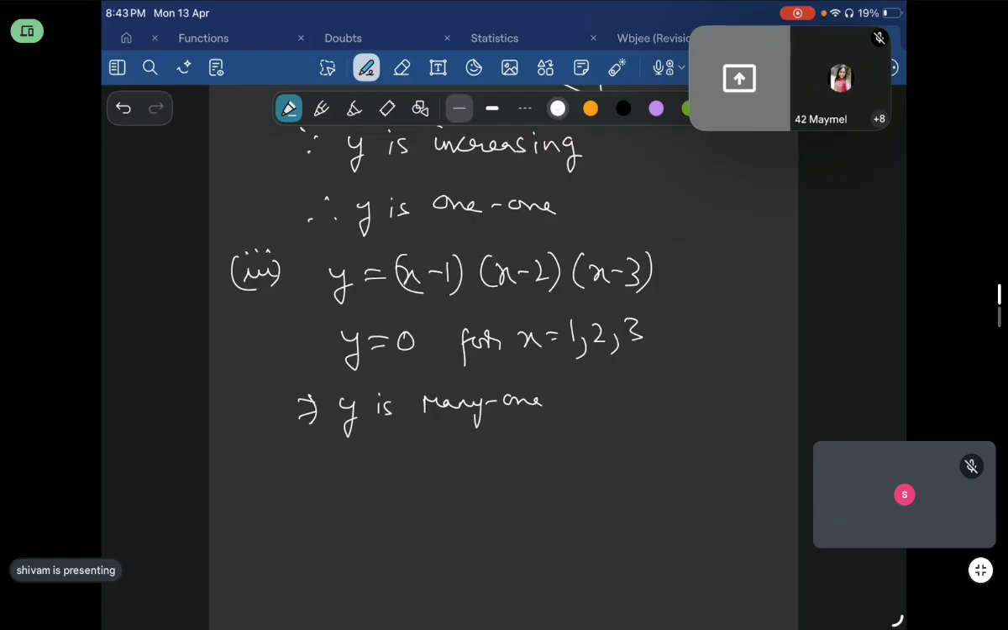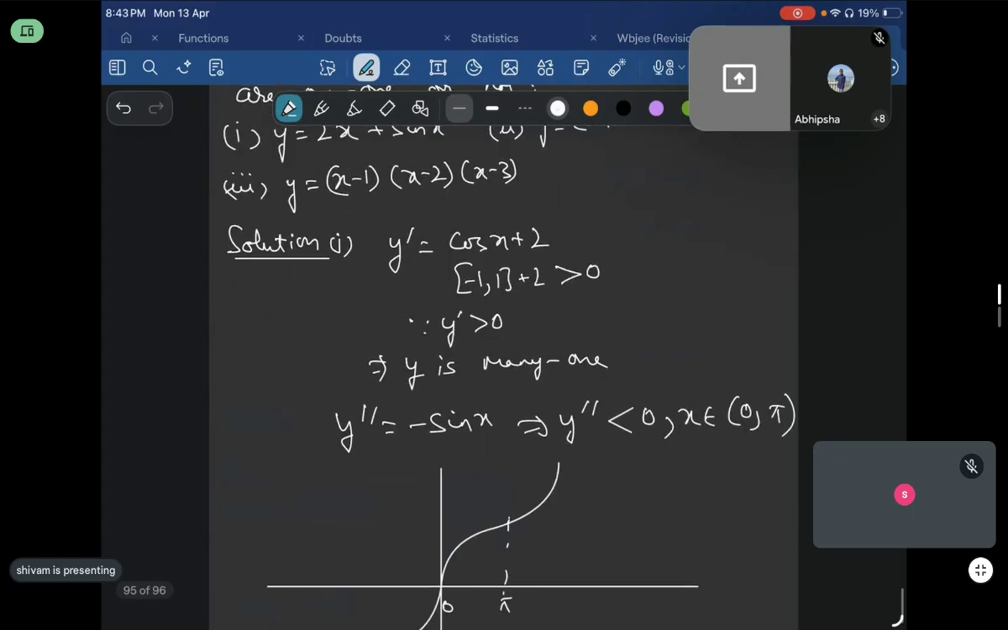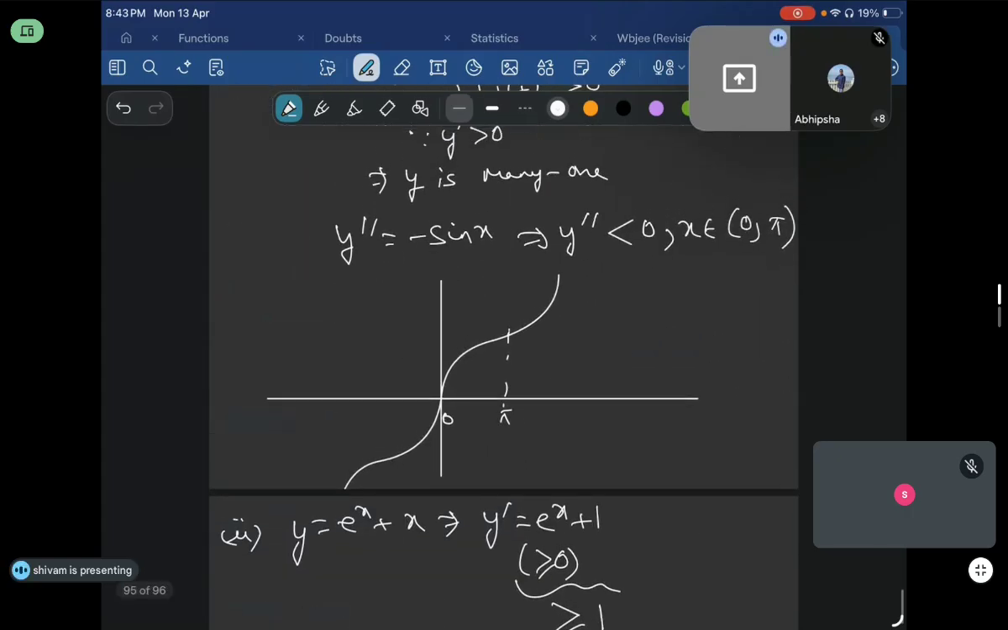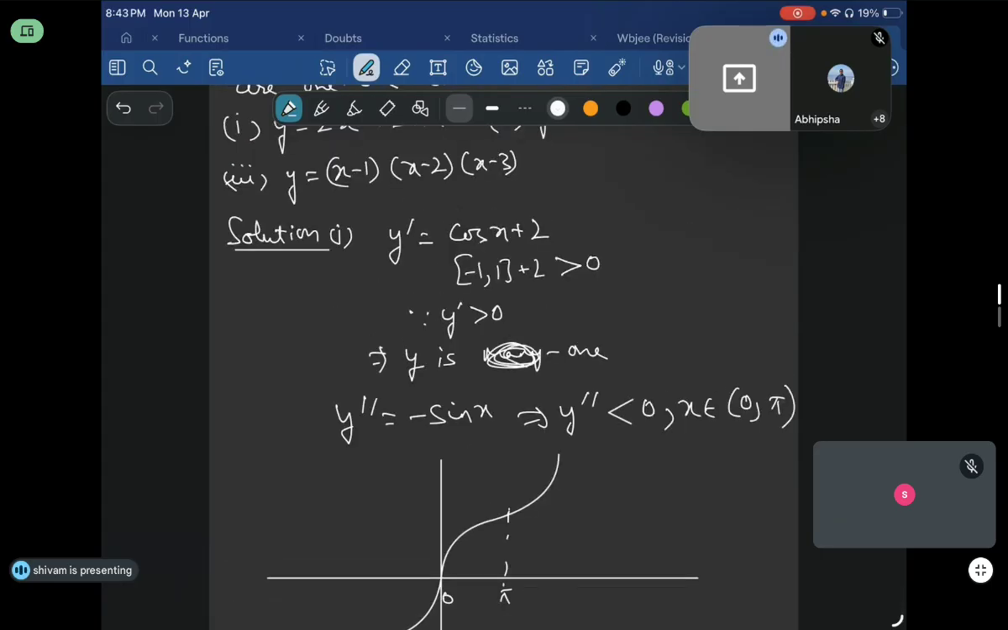Is it clear, Shamita? Part 1 will be 1, 1. I didn't write it, right? Wait. Part 1 will be 1, 1. By mistake, I wrote many 1. Okay, so anyone having any doubt till now? No?